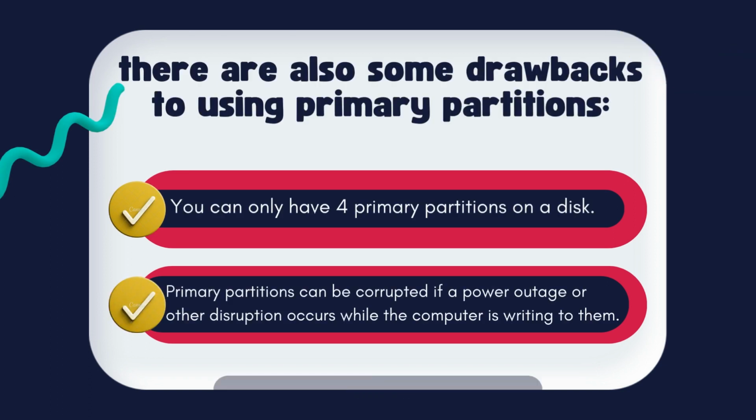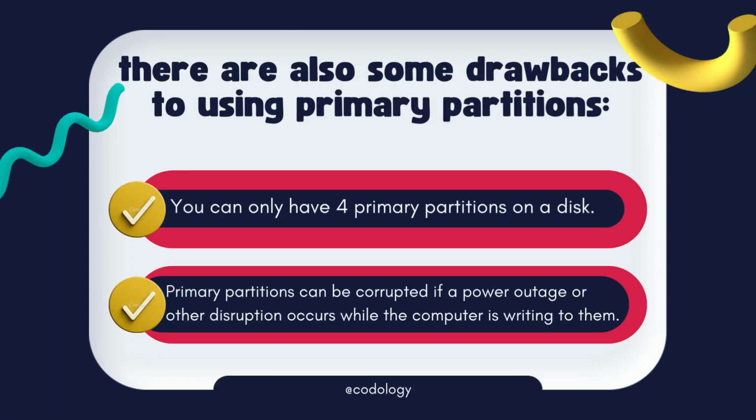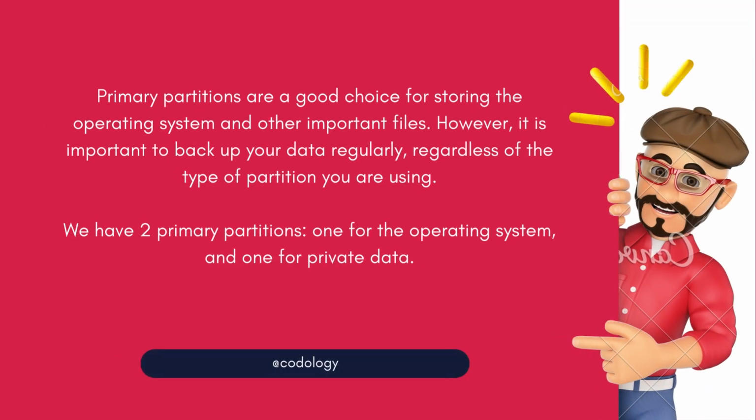However, there are also some drawbacks to using primary partitions. You can only have 4 primary partitions on a disk. Also, primary partitions can be corrupted if a power outage or other disruption occurs while the computer is writing to them. Overall, primary partitions are a good choice for storing the operating system and other important files.